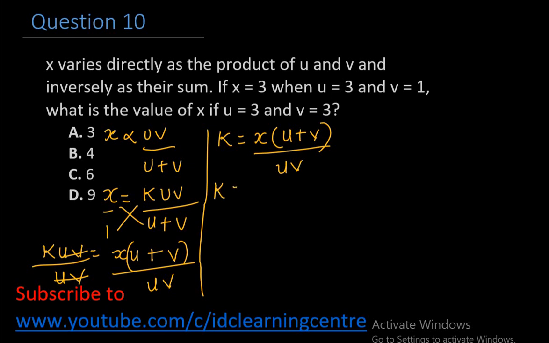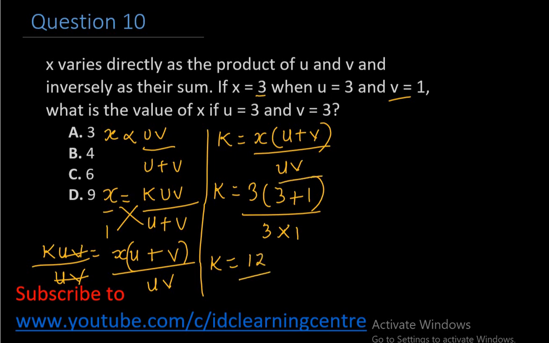So K equals, in the question, X is 3, times bracket U is 3 when V is 1, plus 1, close bracket, over U is 3 times V is 1. So K is, solving the term inside the bracket, 3 plus 1 is 4. 4 times 3 is 12, divided by 3 times 1, which is 3. 12 divided by 3 is 4. I've gotten the value of K, which is 4.